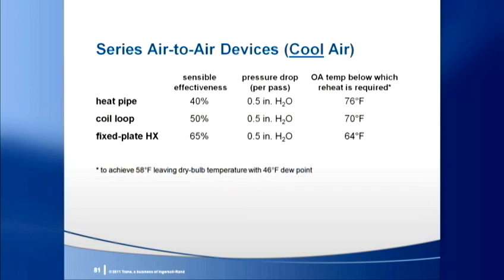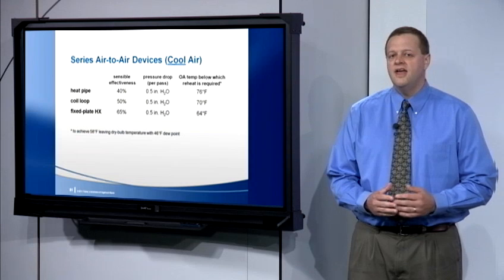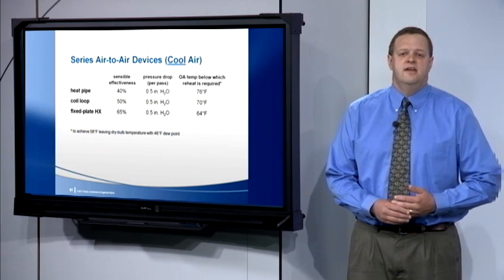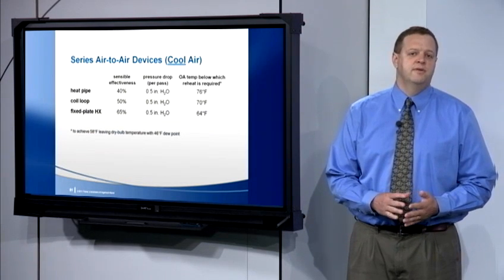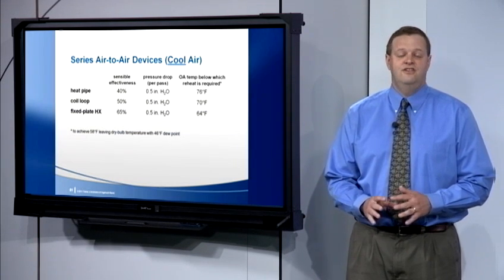The fixed plate heat exchanger has the highest effectiveness at 65%. It won't require supplemental reheat until it's cooler than 64 degrees outside. So it's important to compare the effectiveness, pressure drop, and cost of these different devices, and to understand how this performance difference impacts energy use at part load conditions, not just design conditions.